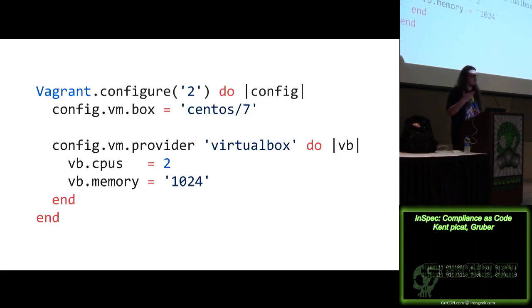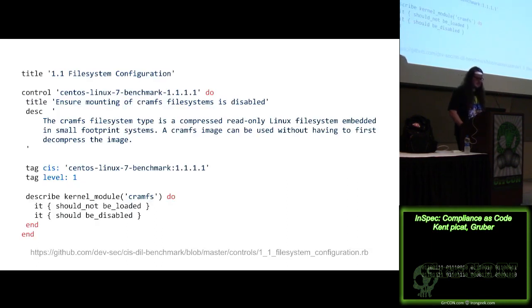So I want an example box, so I'm going to use Vagrant to spin up a little CentOS 7 box. Vagrant up, it's there, cool. And now I'm going to write this InSpec test, right? I'm going to have a control, it's called CentOS Linux 7 Benchmark 1.1. You could name it whatever you like, however you want to name it. There's no forcing of these names or anything like that. You don't have to have these 1.1s or anything.